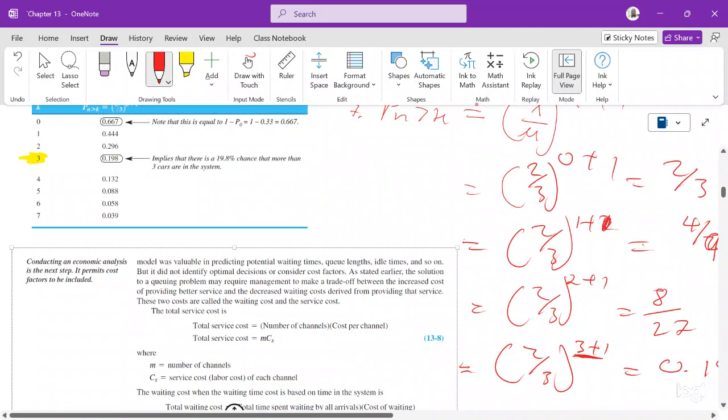this implies that there is a 19.8% chance that more than 3 cars are in the system. Understand? That more than 3 cars are in the system. There's a 19% chance. And then also at 0, meaning that there could be a probability of 67% that there are 0 cars. This is what the formula suggests basically.